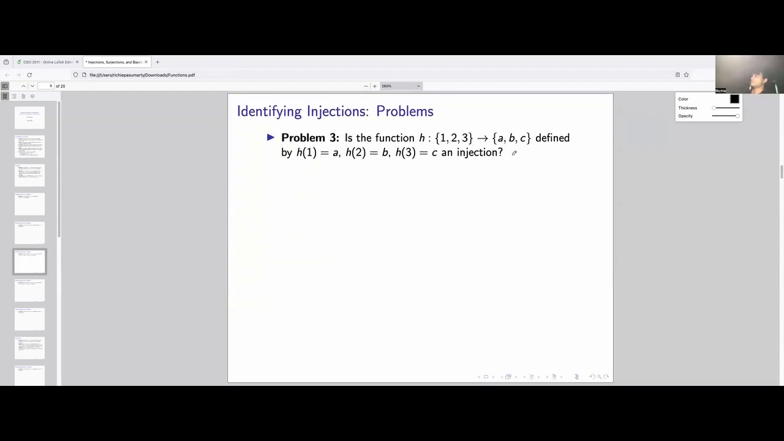All right, let's look at this function. It takes something from this set, and it outputs something in this set. Let's look. H of 1 is A, H of 2 is B, H of 3 is C. So for this output value of A, I think only 1 maps to it. For the output value of B, does anything else map to B? No. For C, does anything else map to C? No. So this one is an injection.